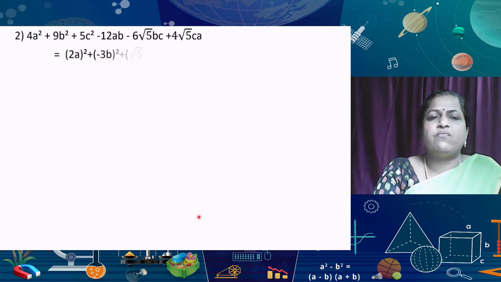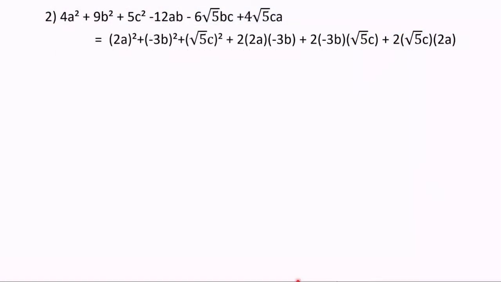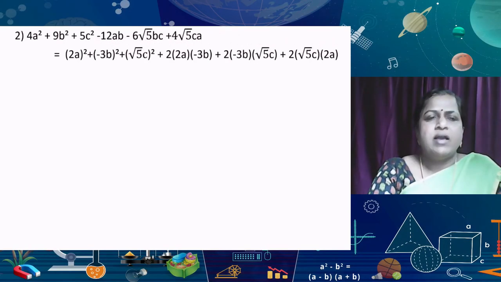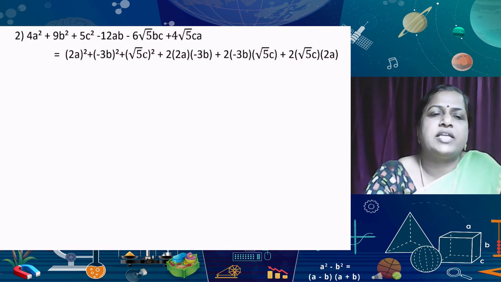this question is 4a square plus 9b square plus 5c square minus 12ab minus 6 root 5bc plus 4 root 5c. Here, we have to find the square root of a, b and c. What is 4a square given? What is the square root of 4a square? That is 2a the whole square, plus 9b square is given.